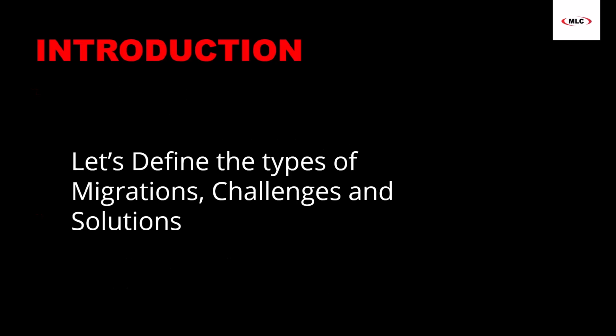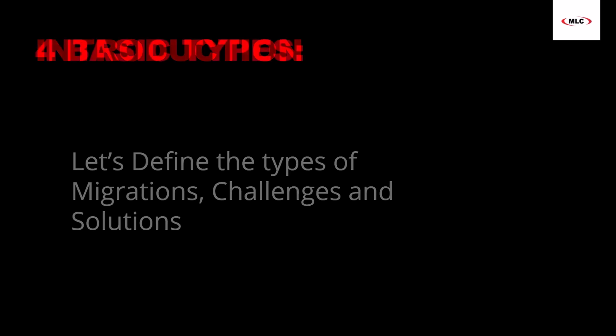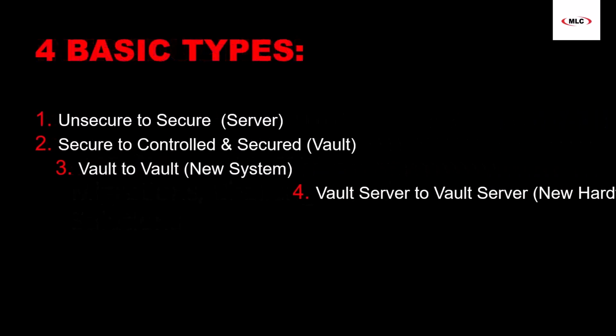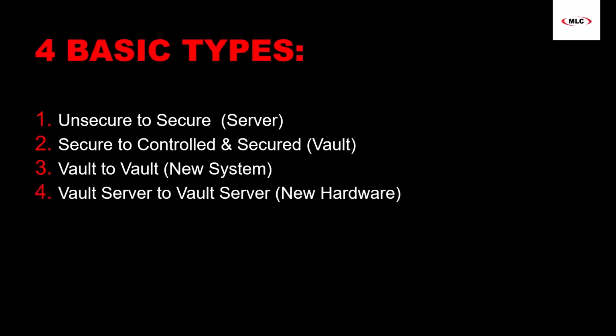Now let's define the types of migrations that we generally see, and also some of the challenges and the way that we can solve these migrations using the MLC suite of solutions. Now there's 4 basic types of migrations of how we define them. There's what we call unsecured to secure, secure to controlled, vault to vault, and vault server to vault server.